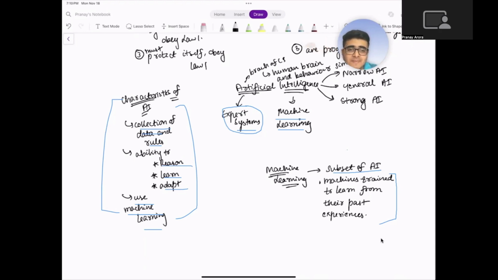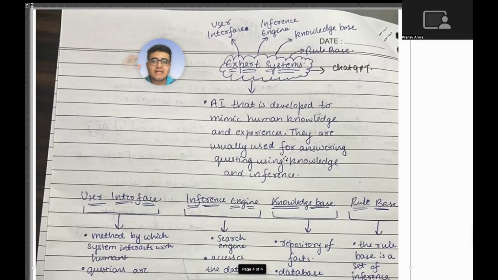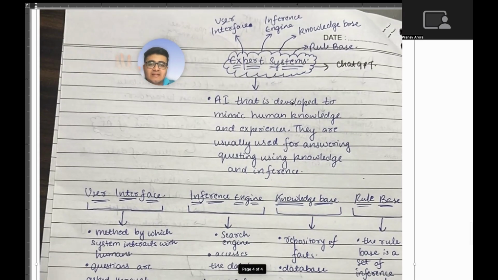Moving on to the last part of the chapter, which talks about an expert system. As the name suggests, an expert system is a system which is an expert, right? It is an AI that is developed to mimic human knowledge and experiences. So we are trying to mimic humans' knowledge and their experiences.